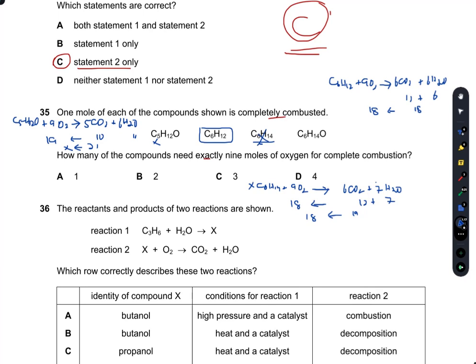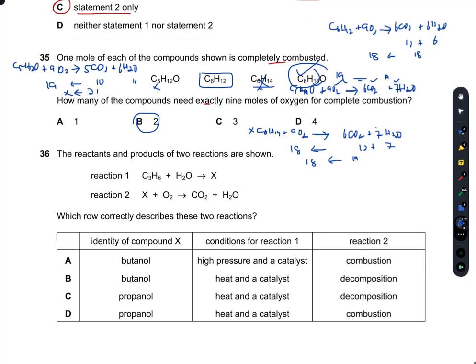Whereas this C6H14O, I think this is true, will react with 9 oxygens, give me CO2 along with water. So I put 6 here and I put 7 here. So there would be 7 plus 12, 19 on the right hand side, and similarly 18 plus 1, 19 on the left hand side. So C6H14O will also utilize 9 moles of oxygen. So that means only two compounds need exactly 9 oxygen. So B is the right option.